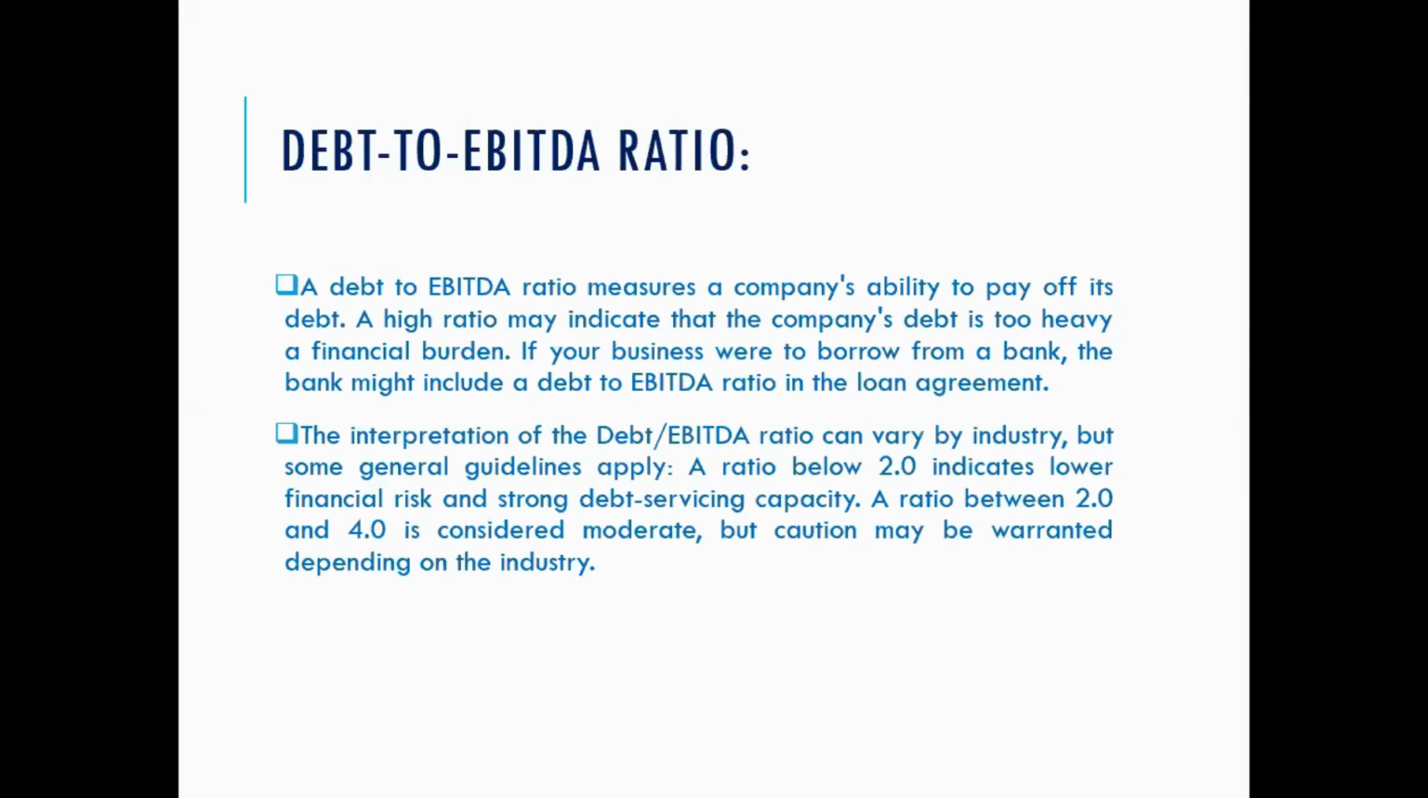The interpretation of the debt to EBITDA ratio can vary by industry, but some general guidelines apply. A ratio below 2 indicates lower financial risk and strong debt servicing capacity. A ratio between 2 and 4 is considered moderate, but caution might be warranted, depending on the industry.